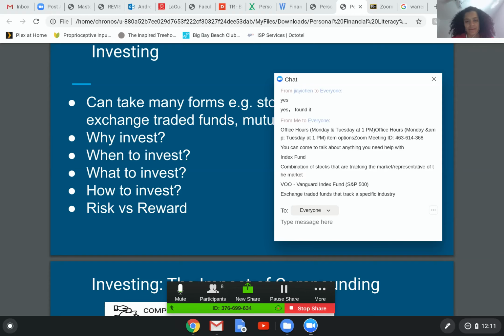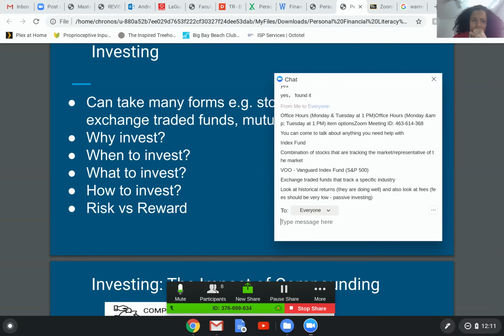And of course, with these exchange traded funds, you want to look at historical returns to make sure that they are doing well, and also look at fees. The fees should be very low, because it's what we call passive investing. You're just investing in a basket of stocks. You're not trying to research individual stocks.